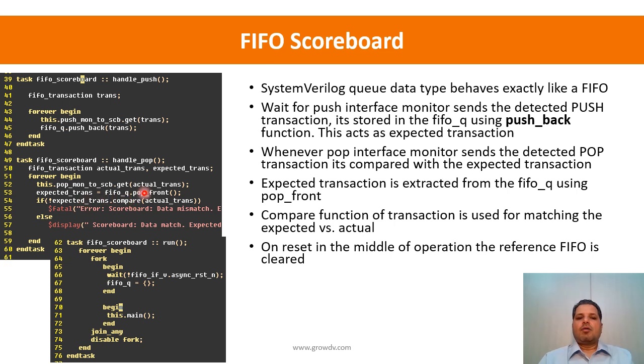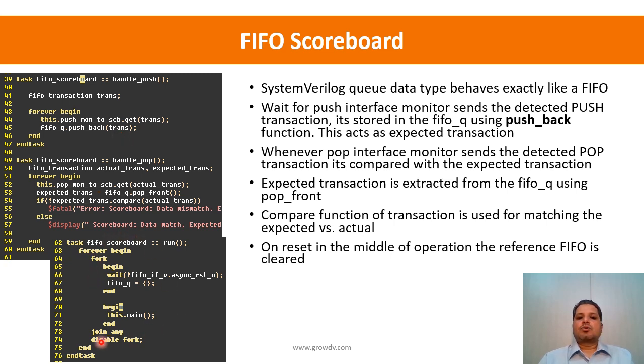So now the order is expected to match, so we get the expected transaction. And if you remember, within the FIFO transaction we had implemented this utility function called compare. So from the expected transaction we call compare and pass the actual transaction, and inside the compare function it will check whether the data is matching, and if it is matching, the scoreboard is happy, and if it is not matching, it will flag an error saying that there has been a data mismatch.